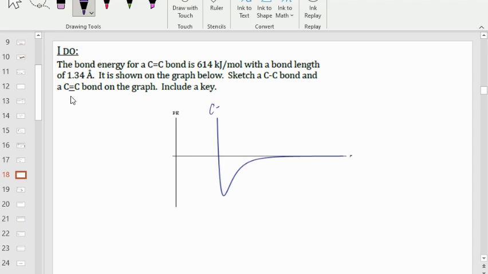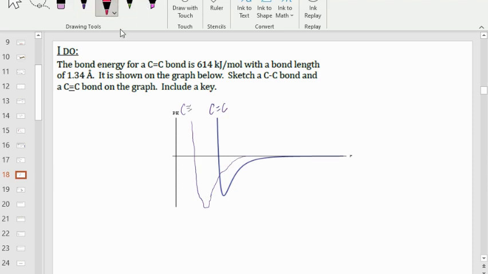So this is the double bond here. Would the triple bond require more energy or less energy to pull it apart? More, so it's going to be over here, and it's going to be closer together because you've got a triple bond. So when you draw that in, it's going to be on this side. It's going to come down lower than this one, and then come up here, something like that. So that is my triple bond.